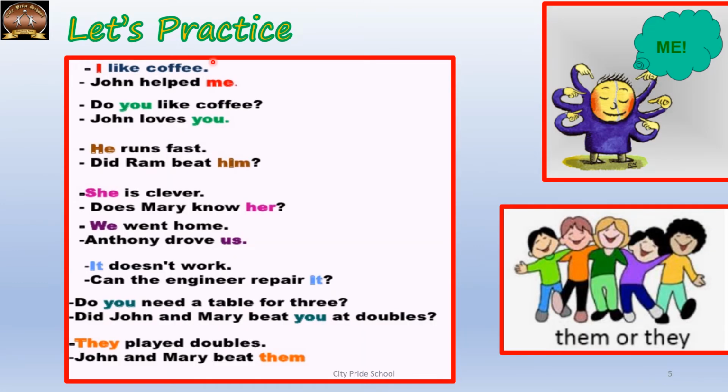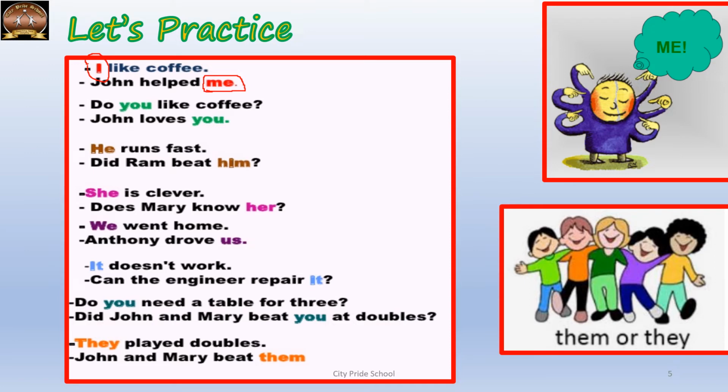Now children, let's do this practice exercise to help you all understand better how subjective pronouns and objective pronouns are different. Now in the first sentence, I like coffee. So here, since I is placed in the beginning of the sentence, it is a subject pronoun. And John helped me. Here me is at the end of the sentence, so it is an object pronoun, and it is the corresponding object pronoun of I.